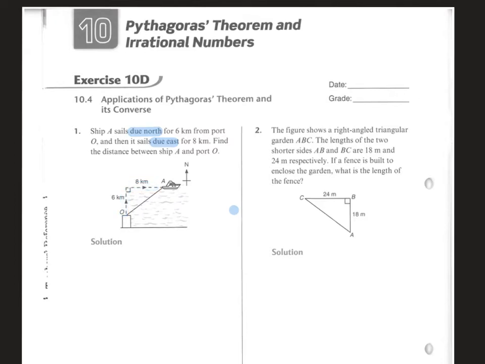Not very hard. Now you are going to find the distance between the ports A and O. So the question is very easy, with AO squared equals 6 squared plus 8 squared by Pythagoras theorem, right? So you can get AO very quickly. Number 2 is more or less the same, but it is talking about the length of a fence.